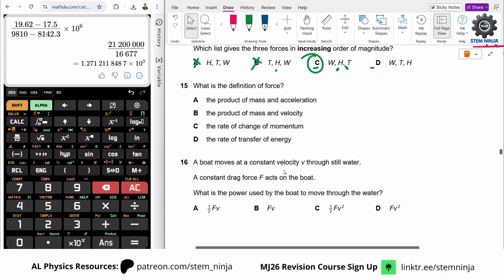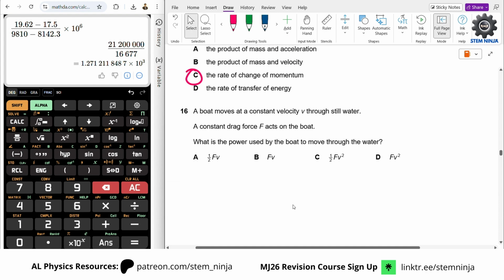What is the definition of force? Mass times acceleration. That would make sense, but actually the definition of force is rate of change of momentum. The product of mass times acceleration becomes the special case of rate of change of momentum.